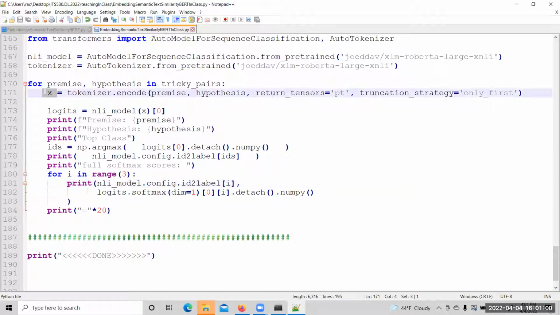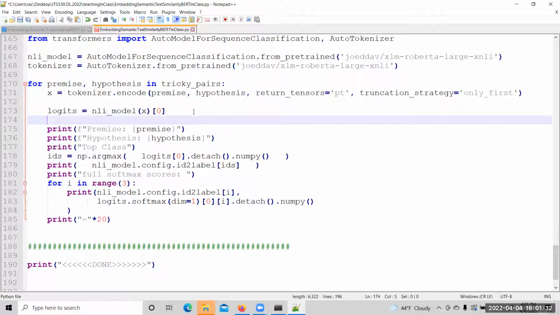So that creates the encoding X, and that's an object. Then with the NLI model we predict, right? So we tokenized it here, and after tokenizing, we predict with the NLI model. And then this just returns the logits that we're going to use. So remember, this is a classification problem, so it'll return 3 logits, right? So we can print them out.